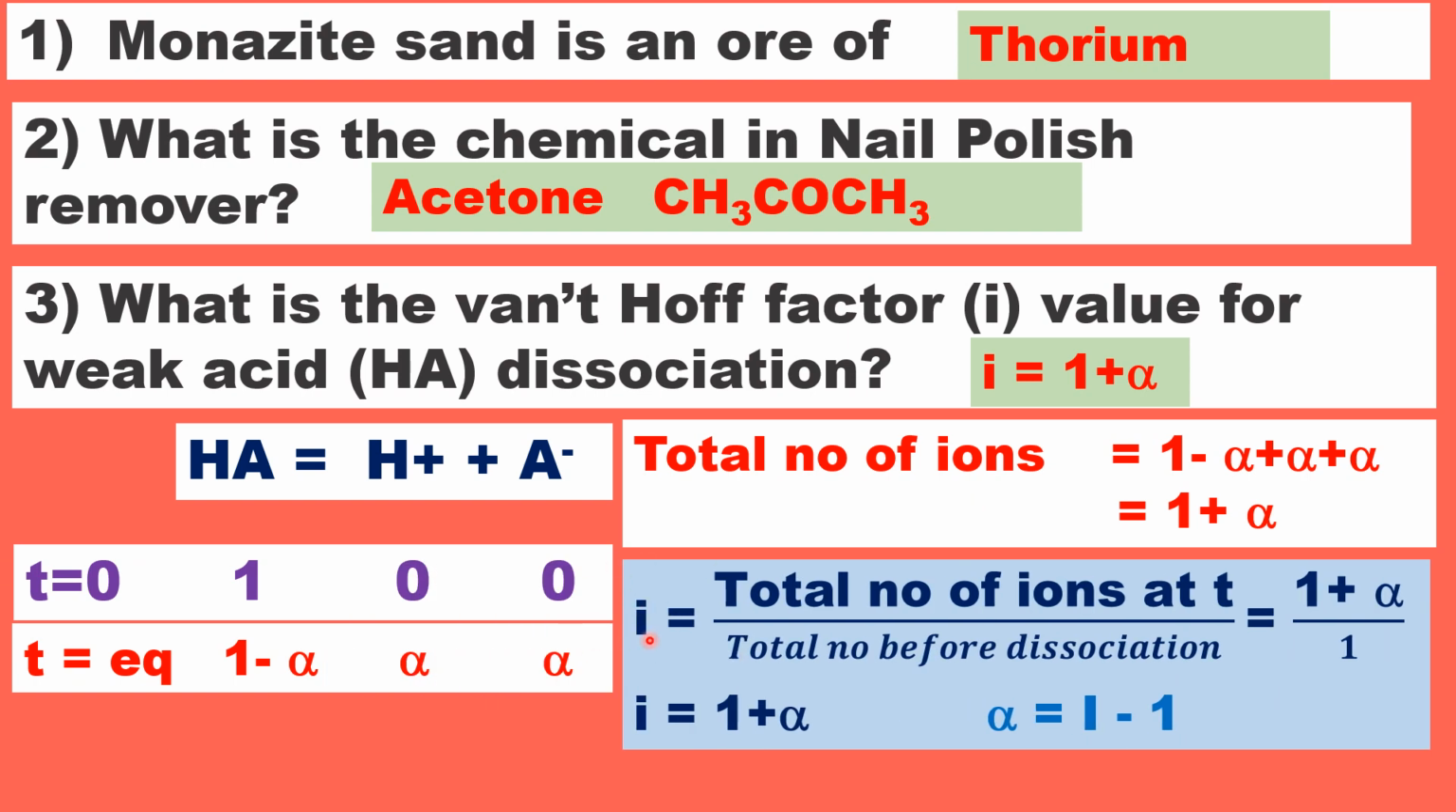Now, what is i? i equal to total number of ions divided by total number of moles before dissociation. What is the total number of moles before dissociation? 1. Total number of ions at equilibrium? 1 plus alpha. Therefore, i equal to 1 plus alpha by 1. So, 1 plus alpha. If you know i, one can easily calculate the degree of dissociation. Alpha equal to i minus 1.